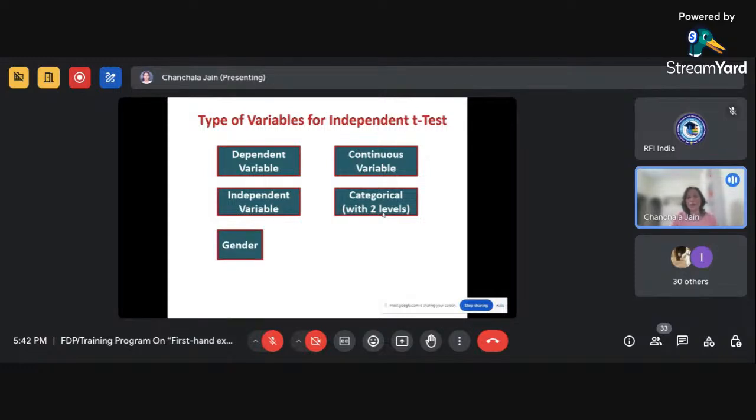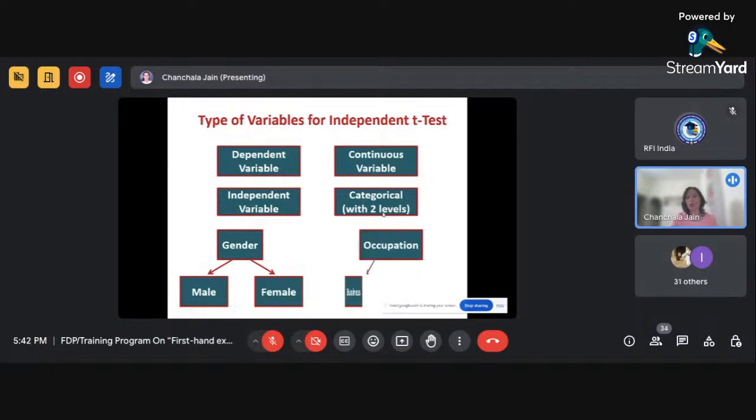Now, an example we have already seen in the first slide, when we talked about gender. So gender can be an independent variable where we have male and female, or occupation where we have business class people and service class people. These are two examples of an independent variable with two labels, or two groups, or two samples. I hope this is clear to everyone.